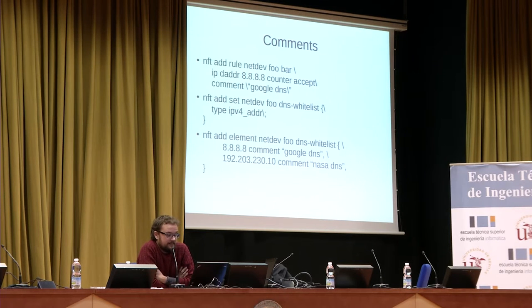We can also add comments. These comments are useful to remember the purpose of that rule or the element. So in the first example above, we are matching destination address 8.8.8.8, and counter, we are increasing the counter, accepting, and then there is a comment. The comments also need to be placed always at the end of the rule. And this just reminds us that this is a rule matching the Google DNS.